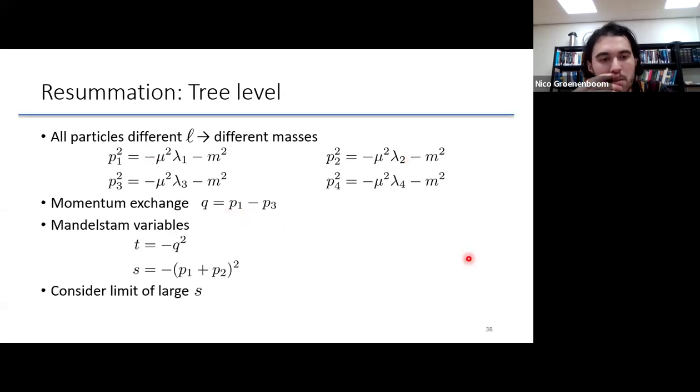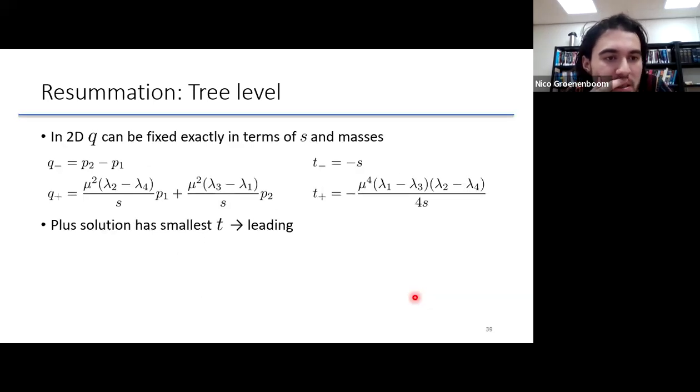For these external particles, we can define the usual momentum exchange, P1 minus P3. From this, we can define the Mandelstam variables T and S, where T gives a measure of the exchange and S the center of mass energy in the system. As mentioned, we will be working in the limit where S is very large. One remarkable thing that we found in 2 dimensions is that the momentum exchange Q can be fixed exactly in terms of the Mandelstam S and the masses by using the on-shell conditions and momentum conservation. And there turn out to be 2 solutions.